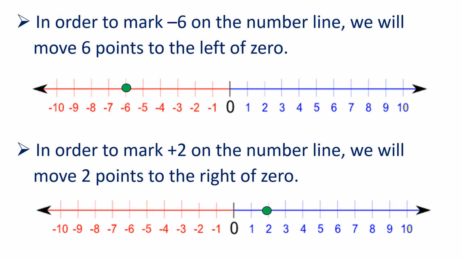Now, if you want to mark -6 on the number line, what will you do? Yes, first you will draw a number line and we will move 6 points to the left of 0 as shown in the figure. Now, in order to mark +2 on the number line, again we will move 2 points to the right of 0 as shown in the figure.